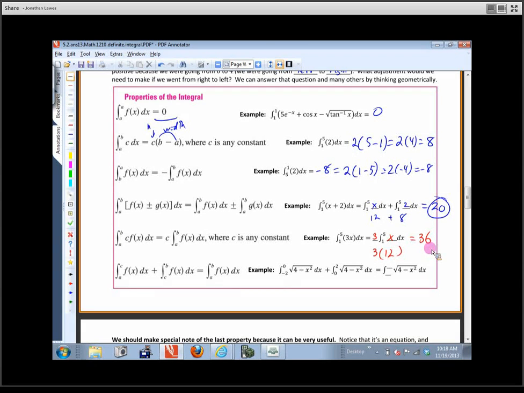Now, this is important. I'm going to scribble over this right here just so I have room. Here's what happened here. Here's the function y equals x.